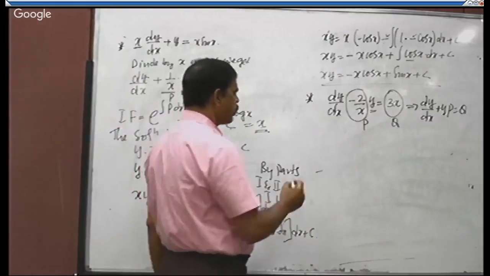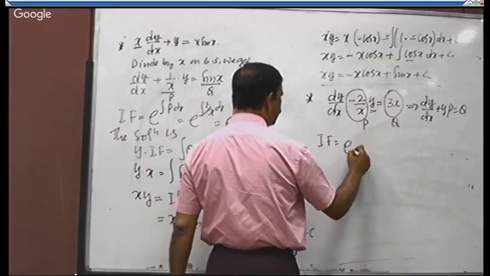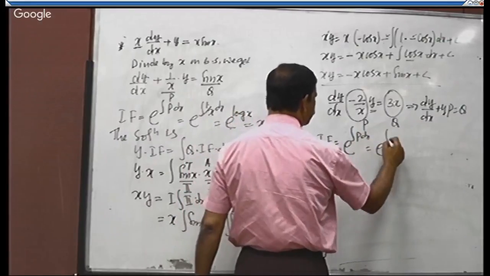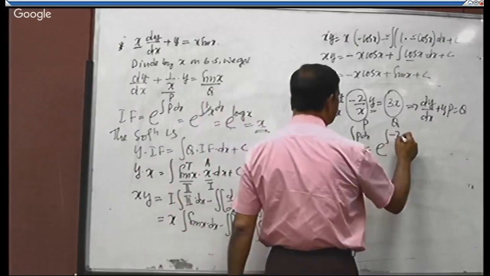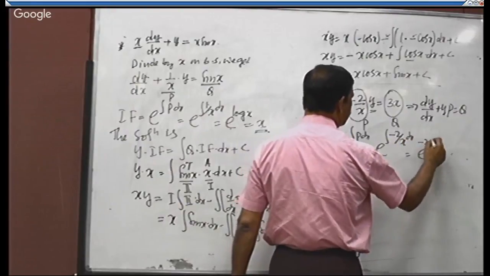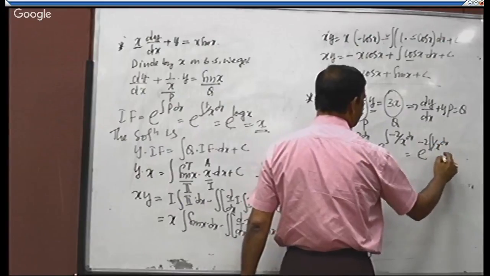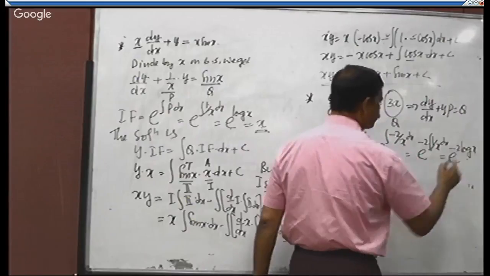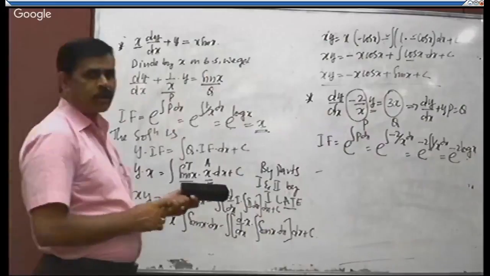Then get the integrating factor. The integrating factor is e to the power of integration of p dx, right? What is p? Minus 2 divided by x dx. You take minus 2 outside. What is remaining? 1 by x dx. Integrate this: minus 2 into log x, so e to the power of minus 2 log x.